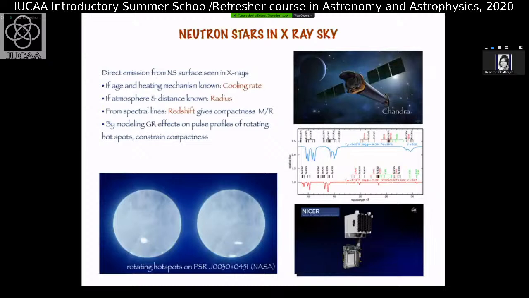Recently, in 2017, there was the launch of a mission called NICER, the Neutron Star Interior Composition Explorer. The aim of this mission is to determine very accurately the radii, up to even 5% accuracy. The idea is that the NICER mission models the general relativistic effects on the pulse profiles of rotating hotspots seen in X-rays from millisecond pulsars. And these, again, depend on the compactness, or the mass to radius ratio.